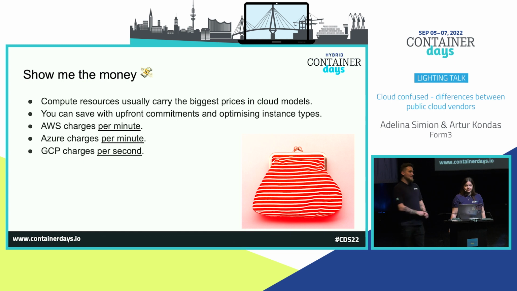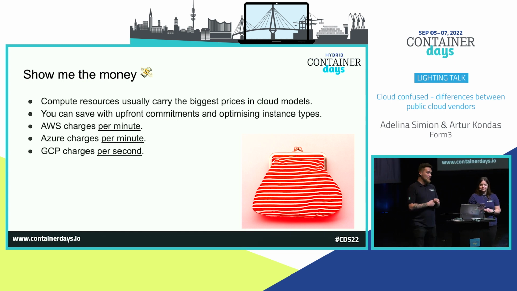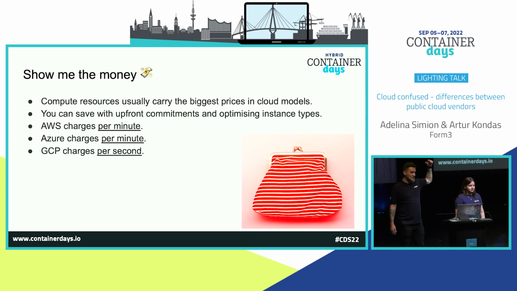With the money bits, I think you've read most of the horror stories that we have had throughout the pandemic, with a startup creating a new thing in the cloud. They were building it, and then they got hit with huge bills because they couldn't keep up with the spending. When it comes to the money bits, you can save with upfront commitments and optimizing instance types. So you should be thinking about it. You can make all the compute resources really pricey, or you can make them less pricey.